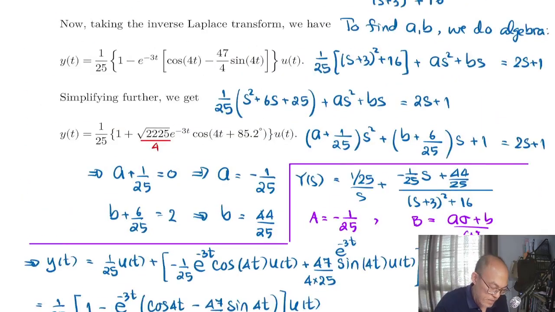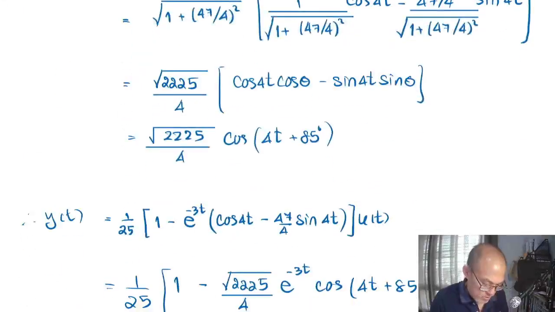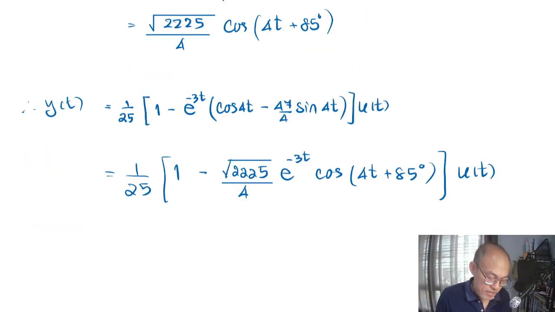Here I think I missed the term 4. I'm sorry about that. I should have the term 4 here. All right. So this is the complex pole case, and you see it is quite complicated.